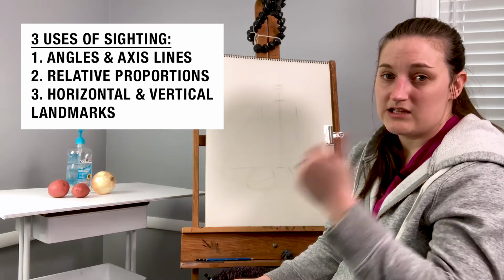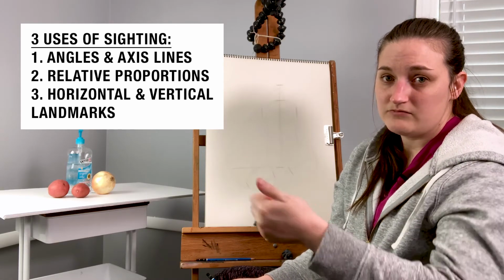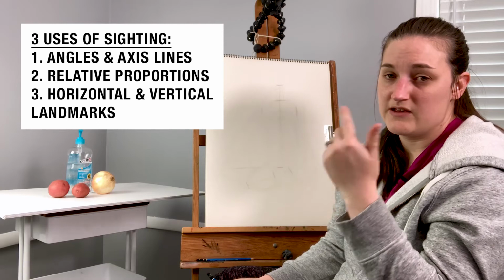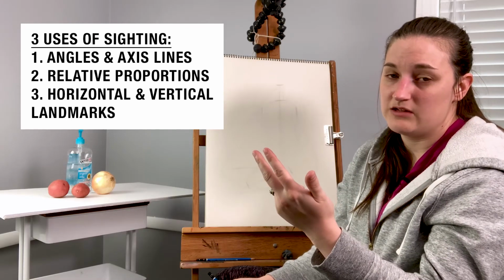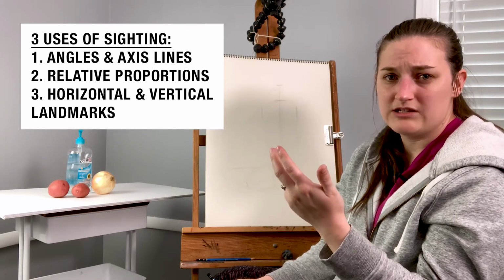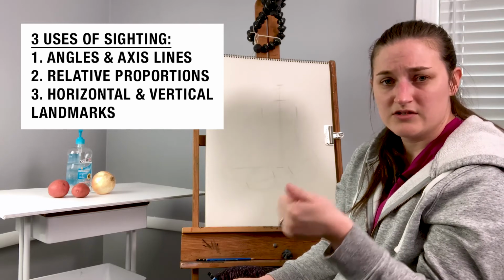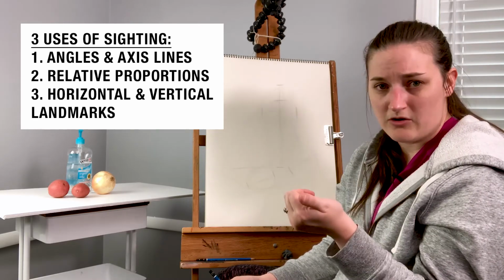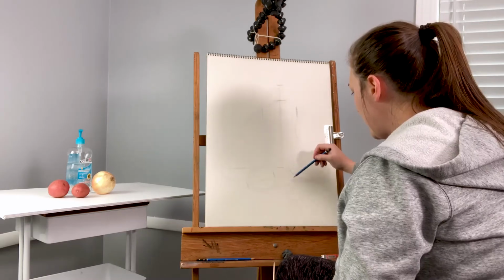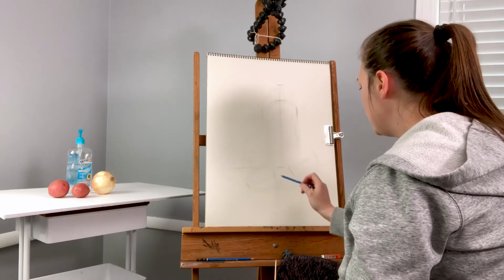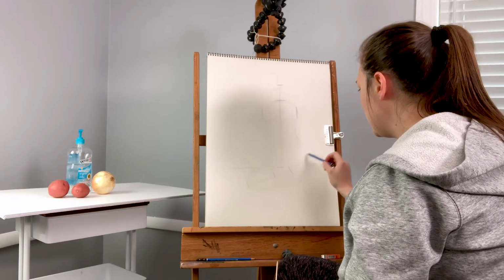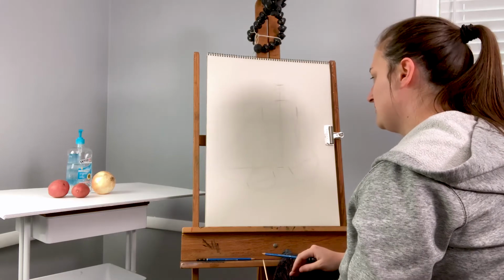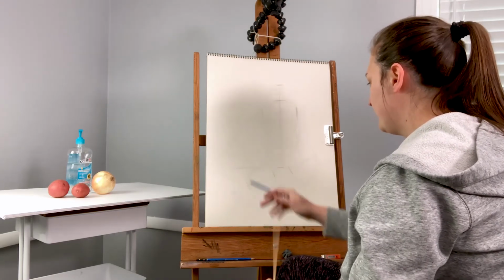So again, that's angles and axis lines, that's relative proportions, and that's horizontal and vertical points of alignment. We went over those pretty in depth in the first demo as well. So if you need a refresher, don't feel bad about going back and watching it. But to walk you through how I'm doing this drawing, my next step is I need to get the proportions of this onion correct before I can move on here.